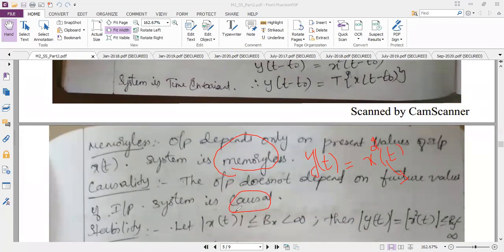Yes, ma'am. But you should give the explanation for why the system is memoryless. For that you can write this: output depends only on the present value of the input. And for causality, what will you write? The output does not depend upon the future value. So like that, you have to give your explanation. All these things you can write in your notebook later. I think I have circulated these notes. If not, I will circulate them today.